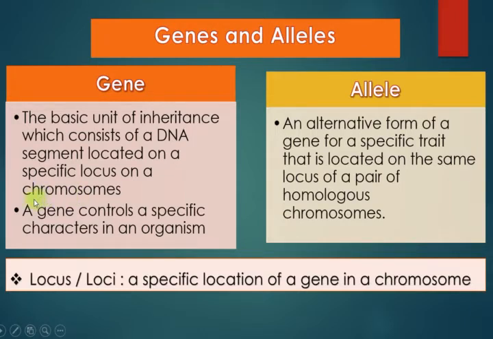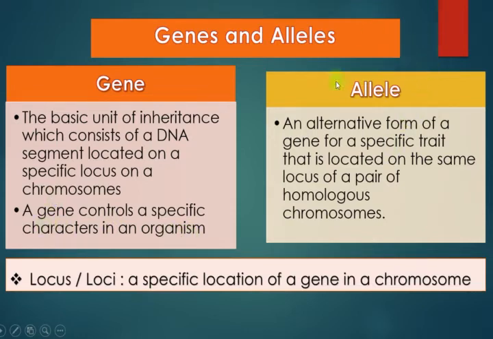Where is the gene? The gene is located on the chromosome, in a specific locus. A gene controls specific characteristics in an organism. So a gene refers to the genetic material that controls specific characteristics. In other words, the gene controls the characteristics in an organism.